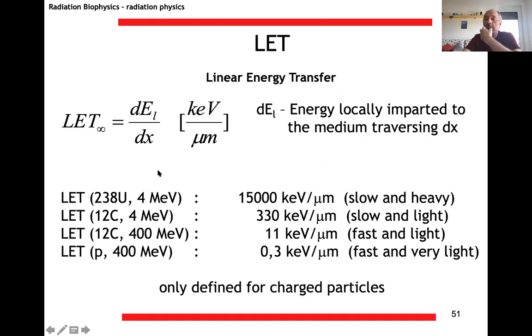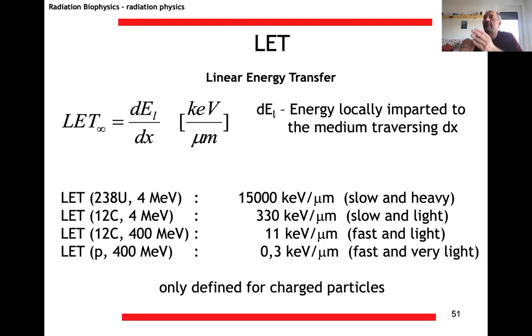Typical example, to give you some typical numbers. If you take a slow and heavy ion, at low energy, 4 MeV, similar to the energy of an alpha particle, but a very heavy ion, uranium, the LET is very high, 15,000 keV per micron. Slow and light, 4 MeV, but now a carbon, 330 keV per micron, of course, because the charge is different. Same charge, but higher energy, lower LET. And here you have a fast proton. This is what is used in proton therapy, for example, very low LET.